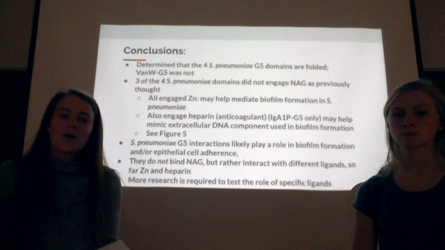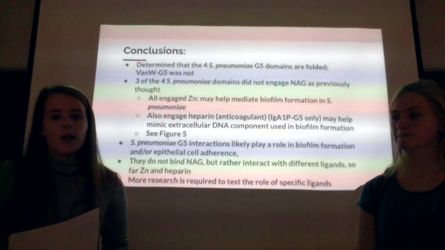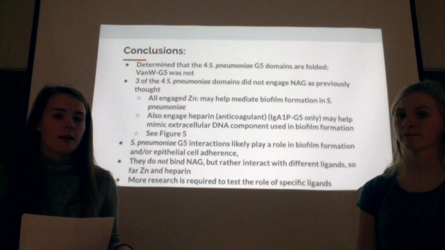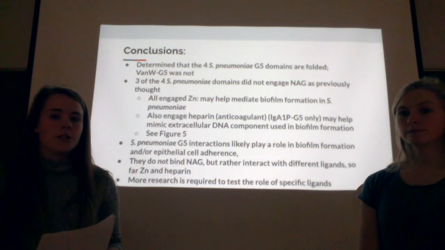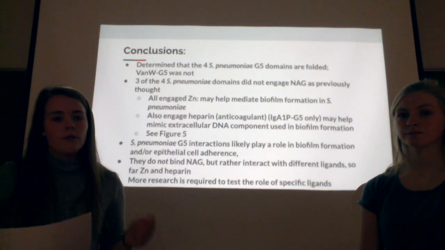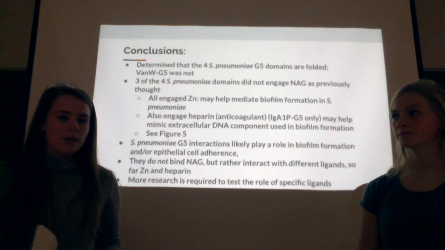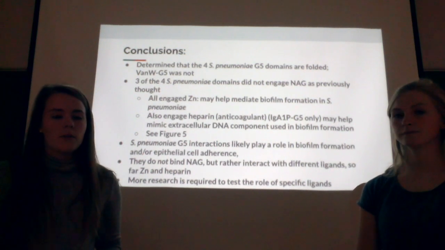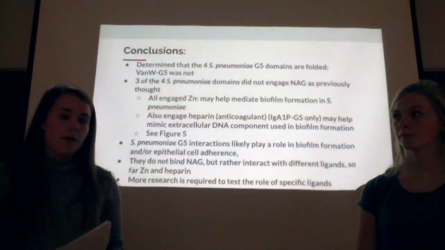All right, so just to summarize some of the conclusions that we can draw from the results that we've heard so far, it was determined that the 4 S. pneumoniae G5 domains are highly folded, while the Van W G5 domain was not, with the IgA1P being more self-associating. So 3 of the 4 S. pneumoniae domains did not engage NAG, which was proposed to be the primary ligand for these interactions. So that was a really surprising result that did not follow with the hypothesis of these experimenters.